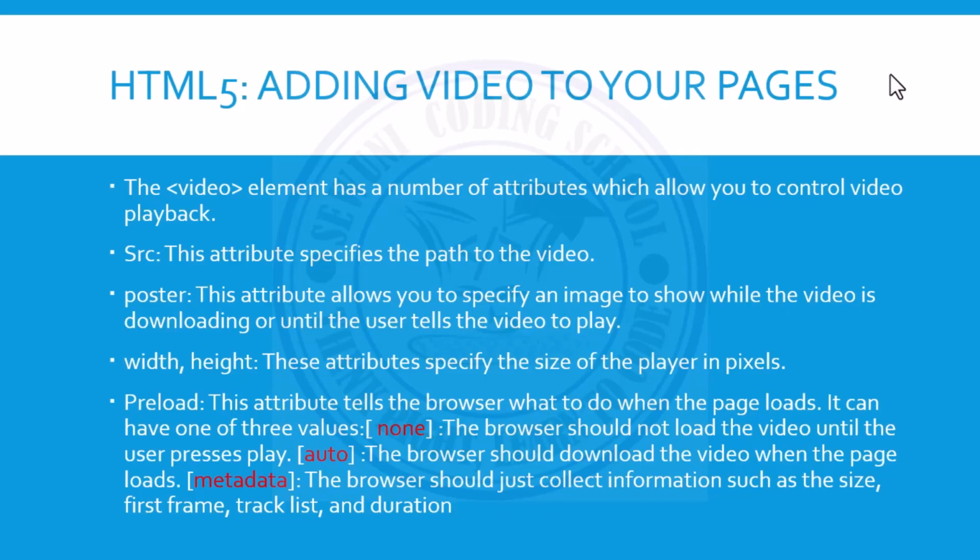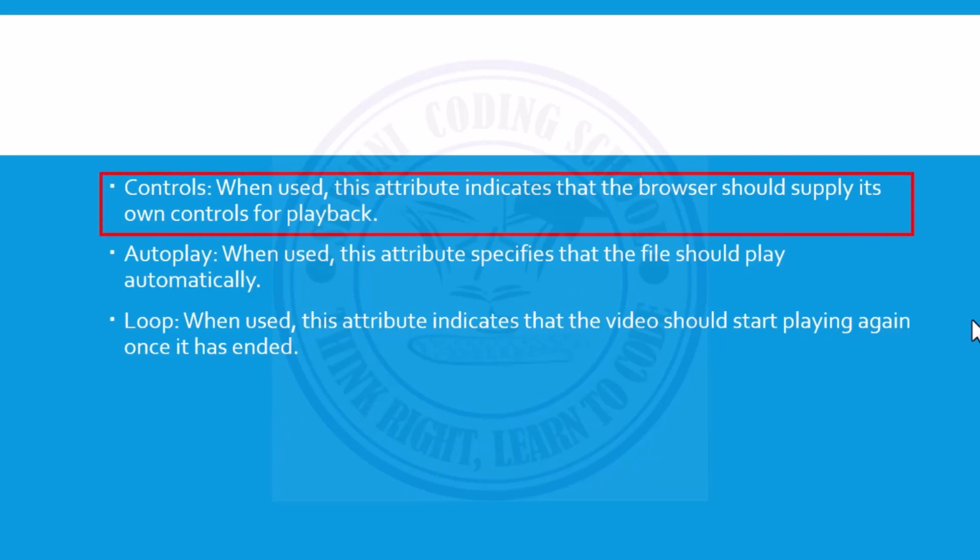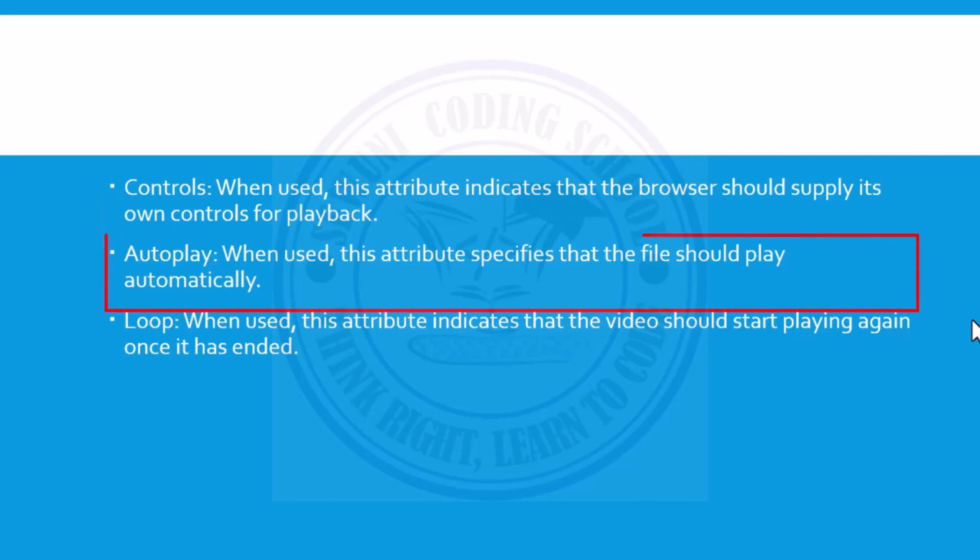If you set it to auto, that means the video should automatically load. It should automatically play once the browser refreshes. And metadata tells the browser to collect only information such as the size, first frame, track list, etc. Those are the values that you can find for the preload attribute in the video element. You can also find controls. When used, this attribute indicates that the browser should supply its own controls for playback. Autoplay, when used, this attribute specifies that the file should play automatically.